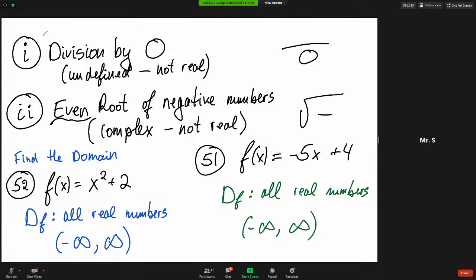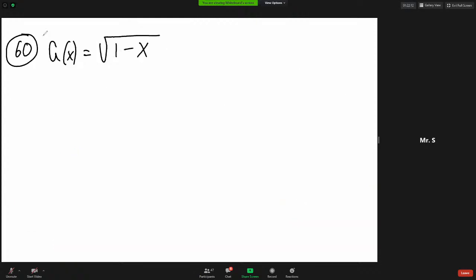So what that tells me is the radicand, whatever is inside a radical is referred to as the radicand, has to be at least 0. So it has to be greater than or equal to 0. Square root of 0 is fine, right? Square root of 0 is 0, so there's nothing wrong with that. So that's why the equal is in there.